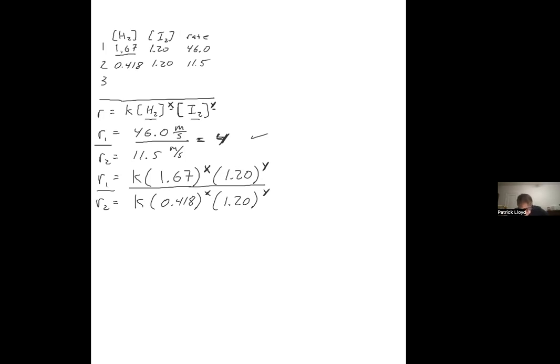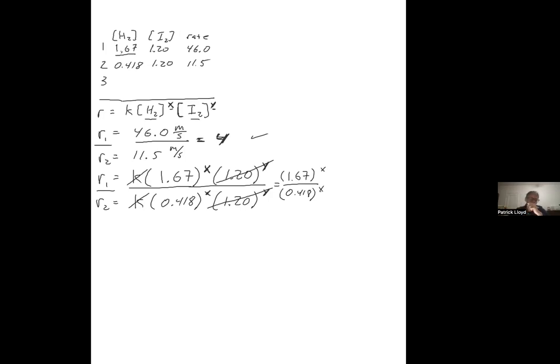But look what happens. When you take the rate law for rate 1 and then rate 2, the rate constants cancel. K over K is 1. Furthermore, 1.20 to the Y divided by 1.20 to the Y also cancels. That's also a 1. So that leaves you with 1.67 to the X divided by 0.418 to the X.